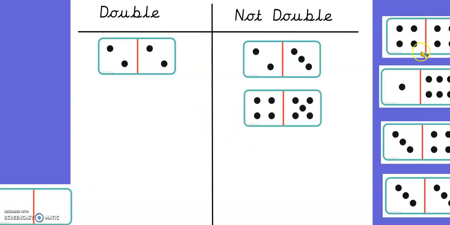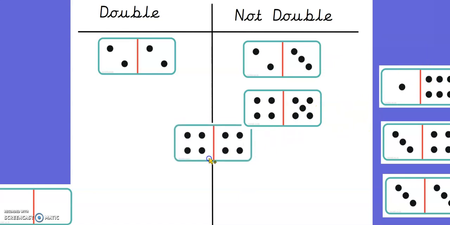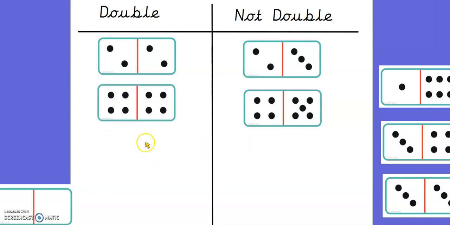Okay, let's pick one from this side now. Okay, let's have a look at this domino. On this side, we've got how many dots? 1, 2, 3, 4 on this side. And on this side, we've got 1, 2, 3, 4. Is it a double? Is it the same number on both sides? Does it look the same or different? It looks the same, doesn't it? There's 4 on one side and 4 on the other side. It's double 4. There's 2 4s. So we're going to put it in the double column.